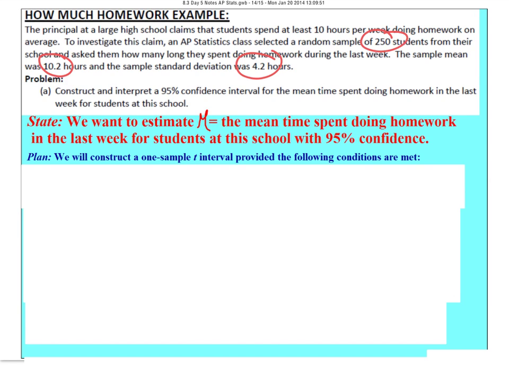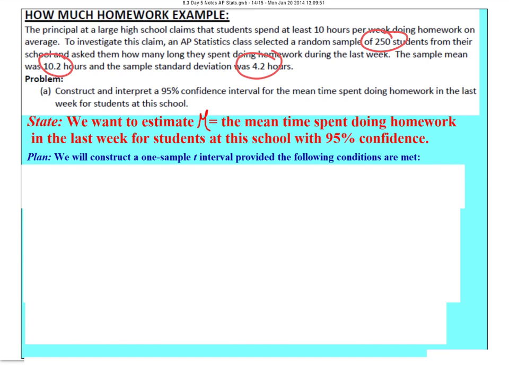And then the last one is for independence. Now, we are sampling without replacement, so we must show the 10% condition. In this case, I'm going to take 10 times 250. I can assume that our population is at least greater than 2,500.